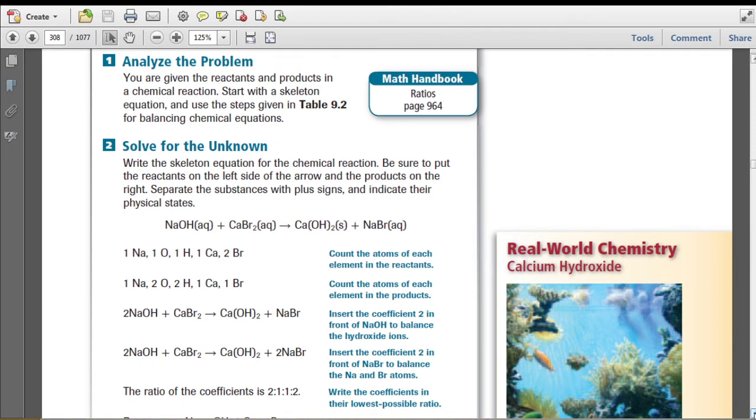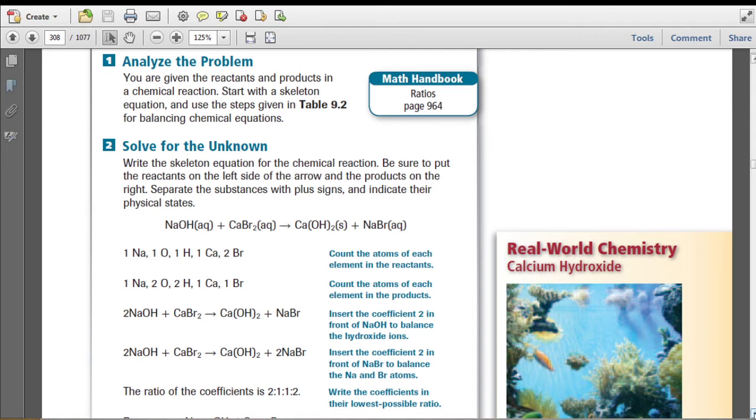Okay. So now that we do this, we notice that we have 1 hydroxide on the reactant side, but 2 hydroxides on the product side. So what I would do is put a 2 in front of the sodium hydroxide to balance out my hydroxides. But in doing so, now I have 2 sodiums as a reactant and only 1 sodium as a product.